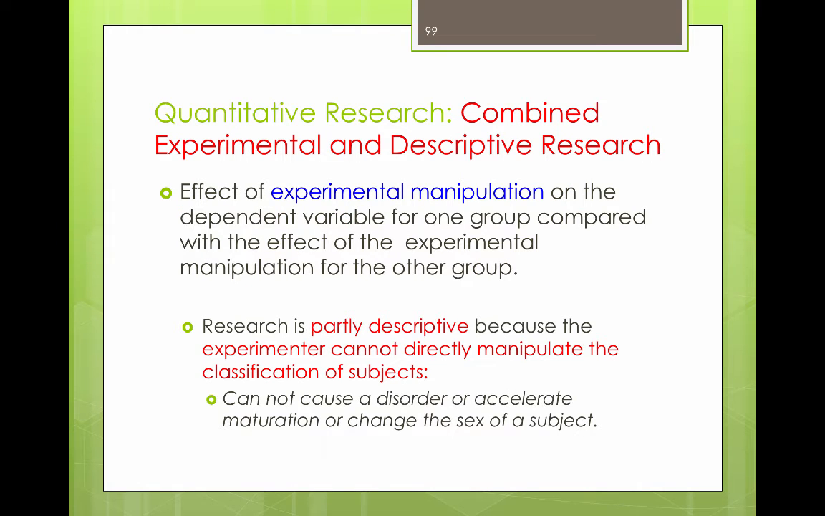The effect of experimental manipulation on the dependent variable for one group is compared with the effect of the experimental manipulation on the other group. This research is partially descriptive because the experimenter cannot directly manipulate the classification of subjects. Get it? So the researcher cannot manipulate how the subjects are classified. That would be descriptive.